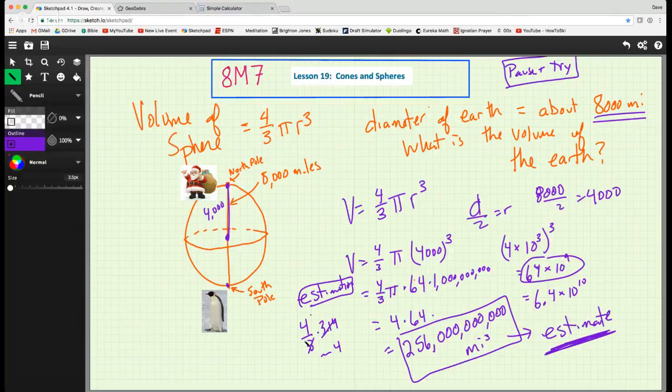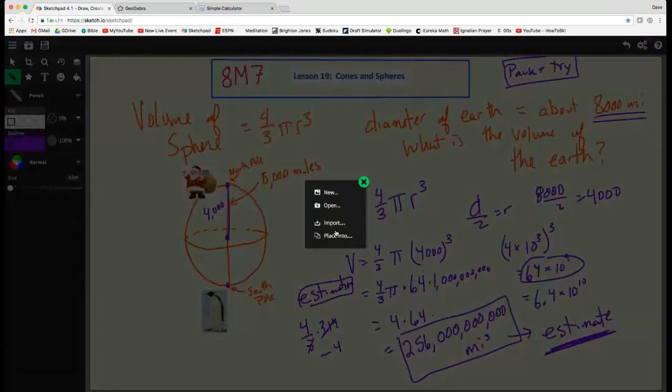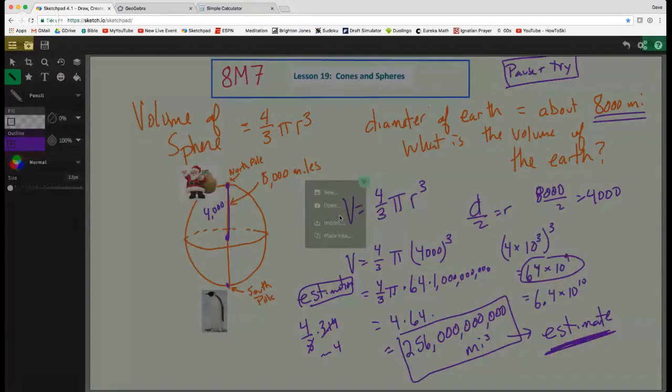Because again, I took 4/3 and multiplied it by pi and got about 4. And you know, the diameter of the Earth is about 8,000 miles. So again, this is just close. If you tried to fill up, that's a lot of water, that's a lot of dirt, that's a lot of something. If you wanted to try and make another Earth out of something, you'd need a lot of something to do it. Okay, let's go to the last problem.